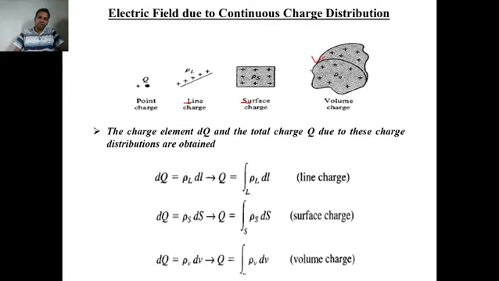This surface charge can be of any shape. This line charge can be a finite line charge or infinite line charge. This line charge can be on any axis: x axis, y axis or z axis, positive x, positive y axis, on any axis. It can be along r direction, it can be along phi direction, and so on.